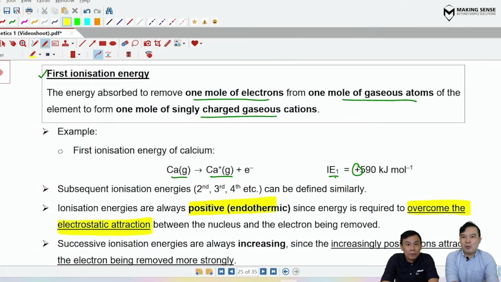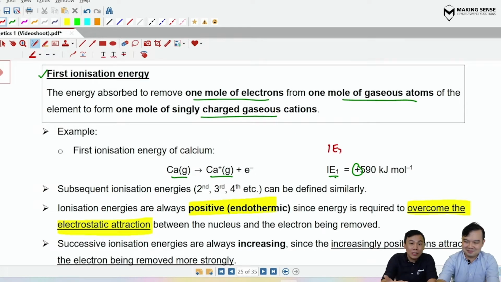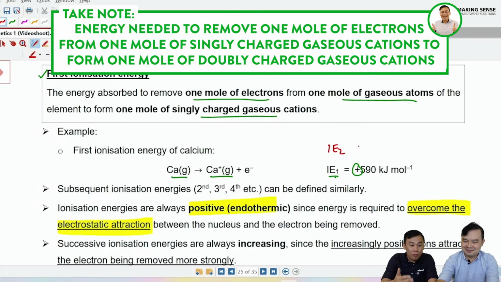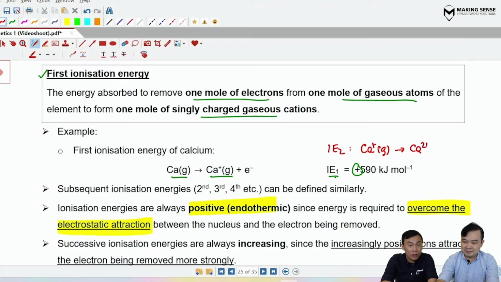That's right. So what happens if I decide to look at the second ionization energy? Okay, always asking the insightful questions. The second ionization energy is the energy needed to remove one mole of electrons from one mole of a singly charged gaseous cation to form one mole of a doubly charged gaseous cation. So in terms of the equation, it's whatever Mr. Leong is writing on the screen now.